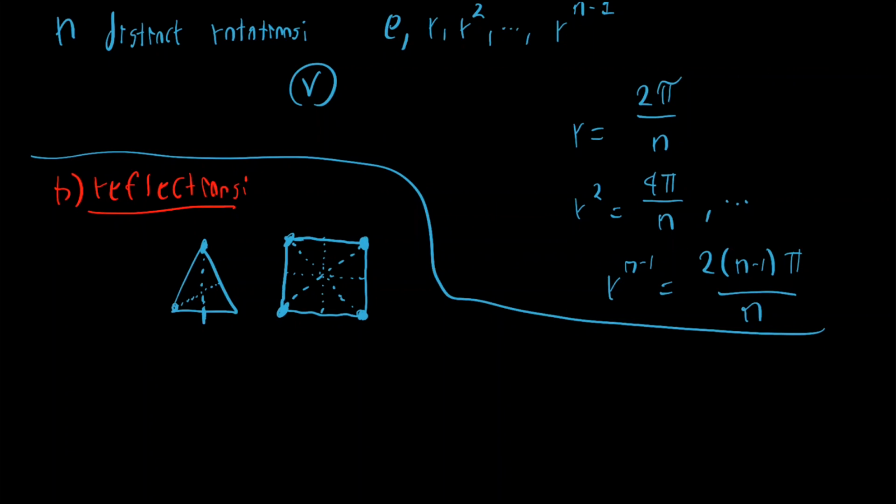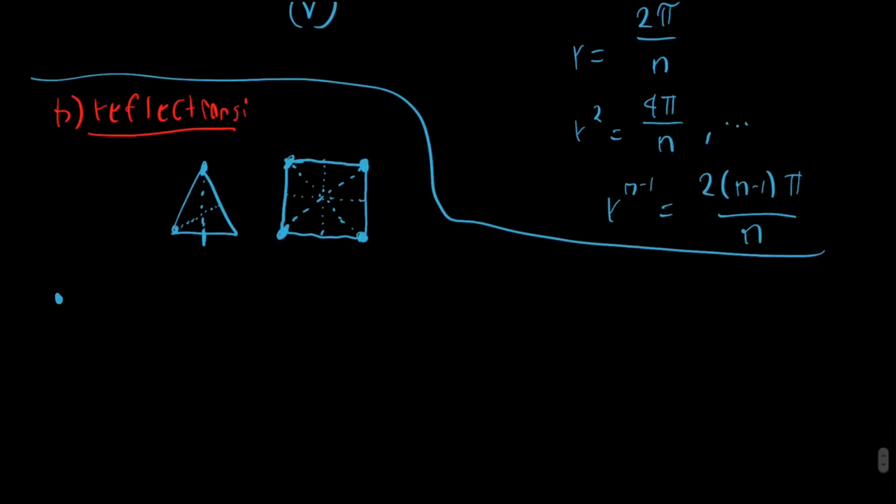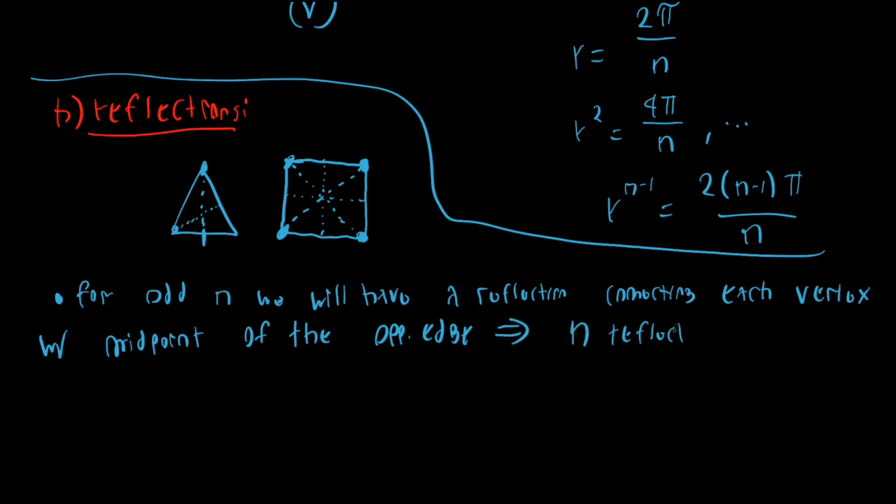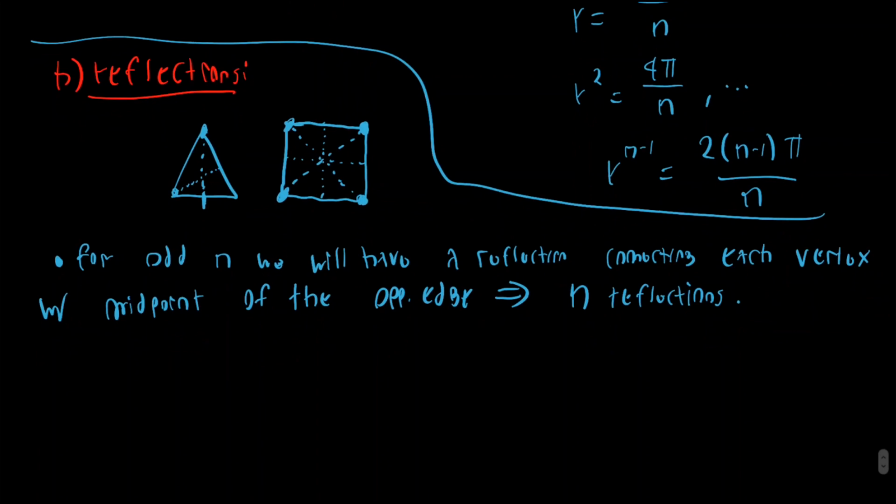So this reasoning actually holds for general n. So let's express it here more concisely. For odd n, so for odd numbers of vertices of our n-gon, we will have a reflection connecting each vertex with the midpoint of the opposite edge, and this is in total n reflections, and reflections which are all different.